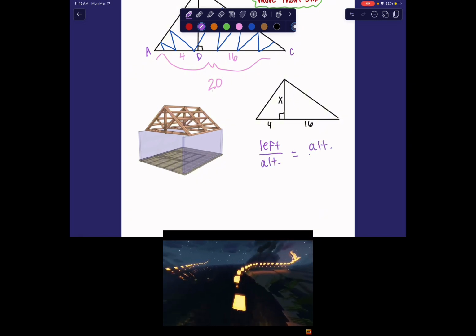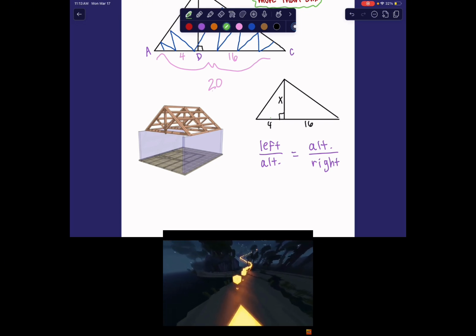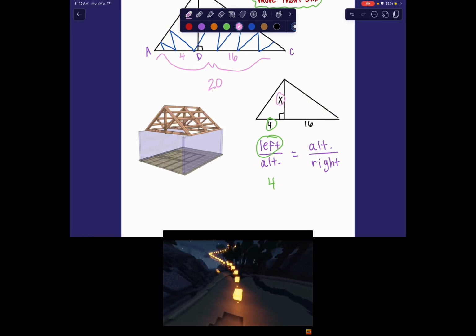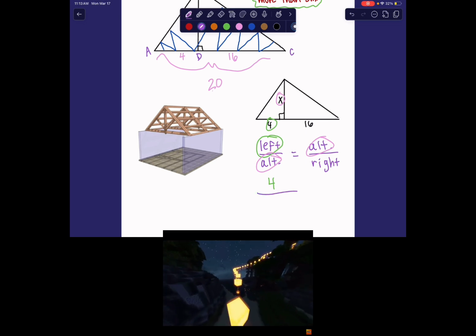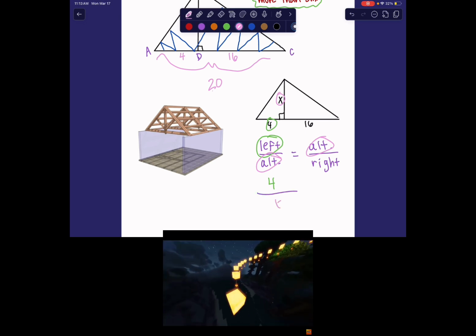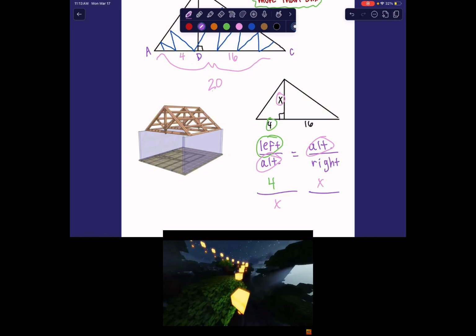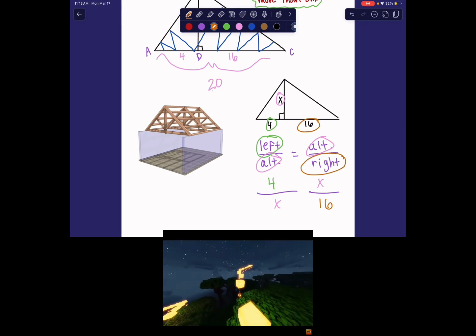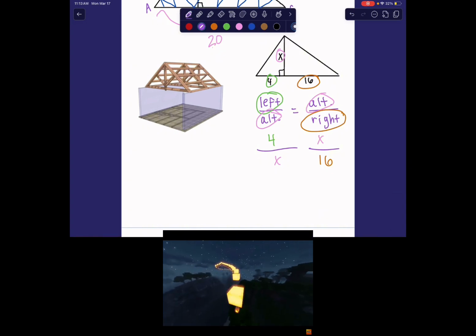altitude, altitude, right. So then this is our left number, so I put 4. This is our altitude, our height. So it would be over X. And then this is altitude twice, right? So I put X twice. And then our right number, 16. And then from here, hopefully you remember that we are cross multiplying.